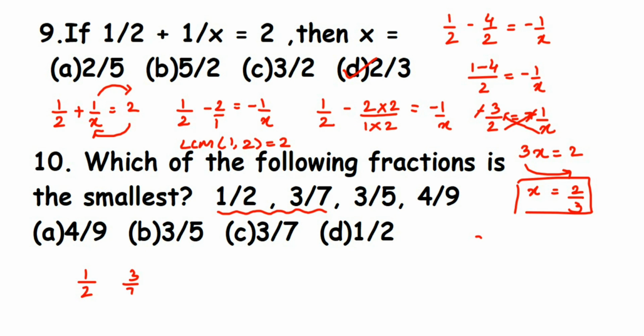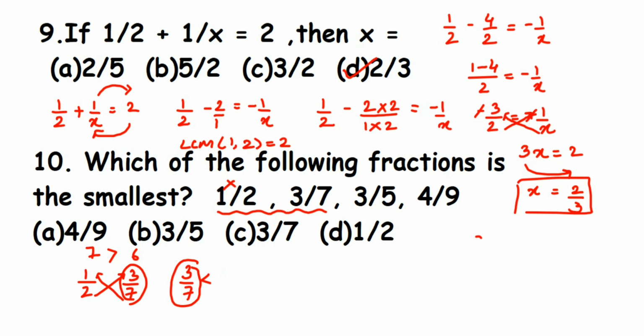So 1 by 2 and 3 by 7. Out of these two, which one is the smallest? To do that, just cross multiply them. 7 will get multiplied to 1 and 2 will get multiplied to 3. So here we get 7 and here we'll get 6. Now compare these two numbers, 7 and 6. Which one is greater? Which one is smaller? 6 is smaller, right? Which means 3 by 7 will be smaller. It's very simple. You just cross multiply. 3 by 7 will be smaller than 1 by 2. Now we know 3 by 7 is smaller, so I'm going to cross out 1 by 2.